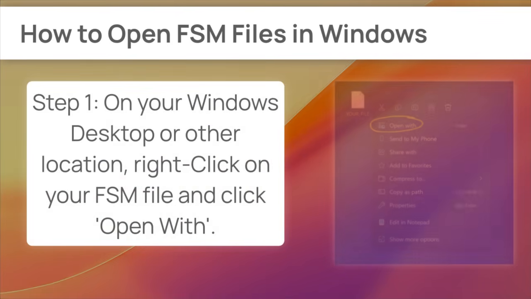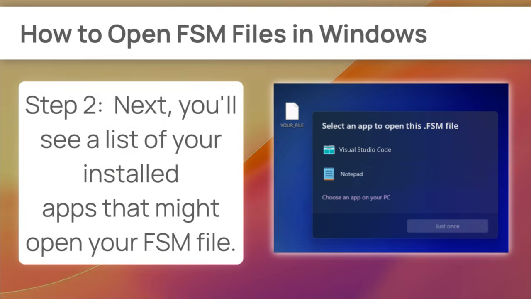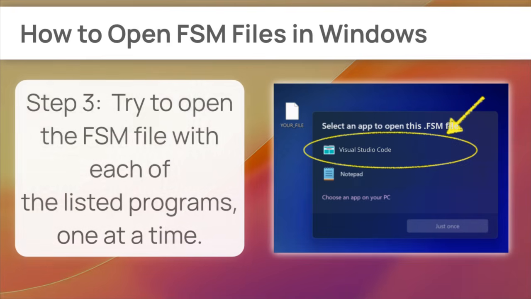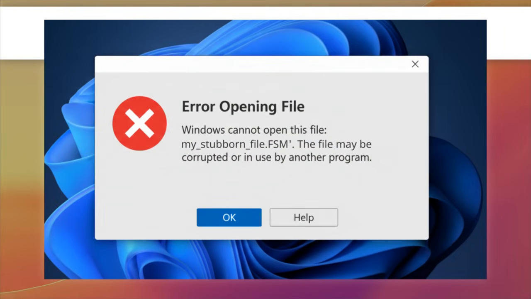To open this specific FSM file, right-click your file and select Open With. If Visual Studio Code is available, use that first. If it's missing, choose another program. Don't worry if it takes a few attempts to find the right software. If your FSM file is not opening yet, that is normal.